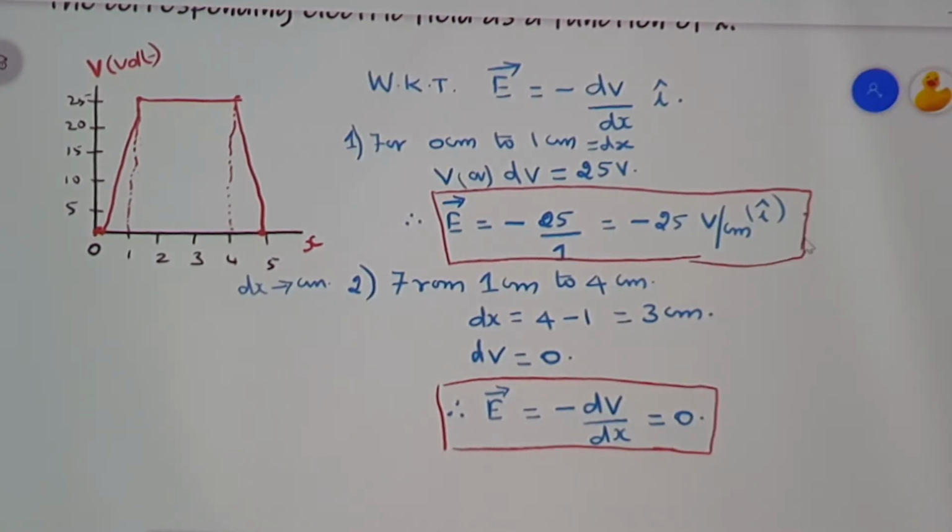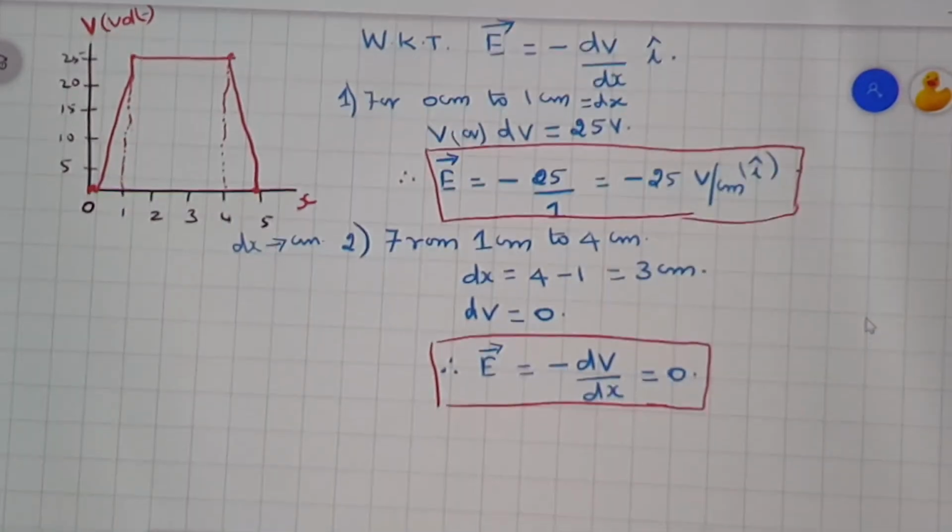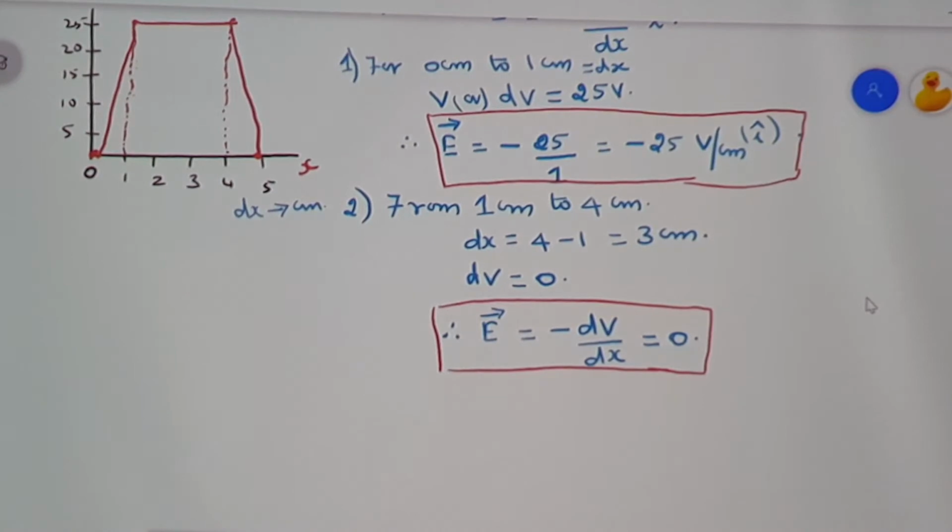Now let us move on to the third one. What is the third one? Look at the diagram. The variation is from 4 centimeter to 5 centimeter. The potential decreases from 25 volts to 0. So when I am considering the third concept in the diagram, that is when the distance varies from x equal to 4 centimeter to 5 centimeter, then the change in distance dx is equal to 1 centimeter.